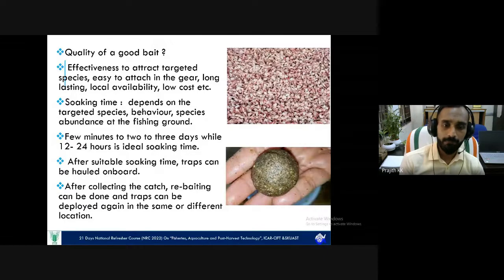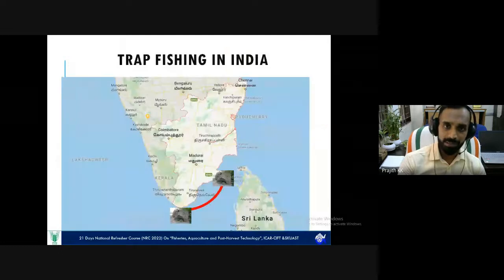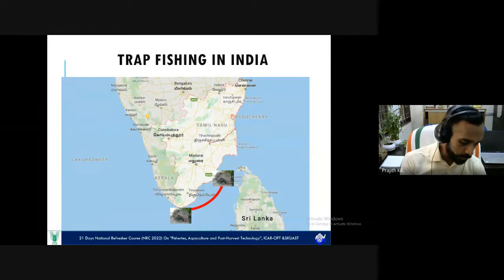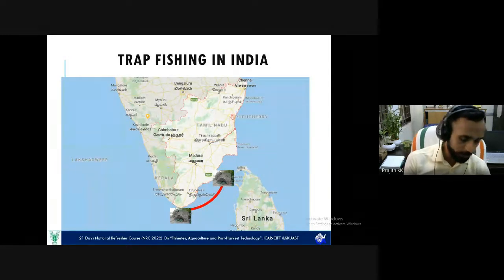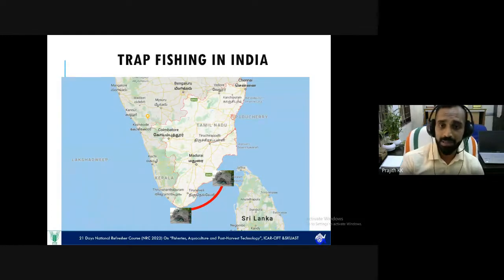Then after the soaking, once the catch is there, I mean trapped, we can take it back to the vessel or on board, and we can collect the catch and rebait and again put it into the water for the next trip. So those are the aspects of the trap process behind trap installation and trap fishing.